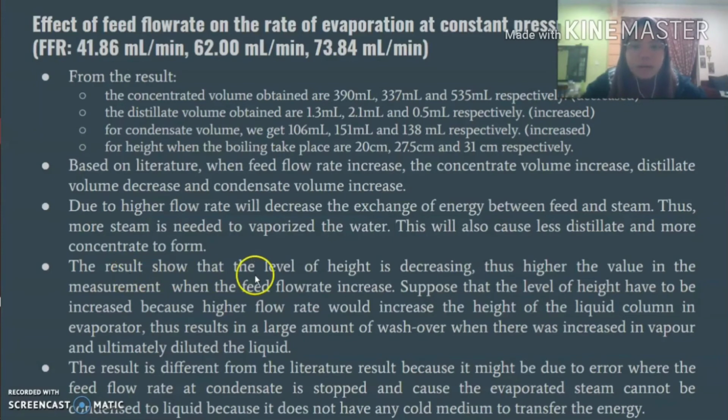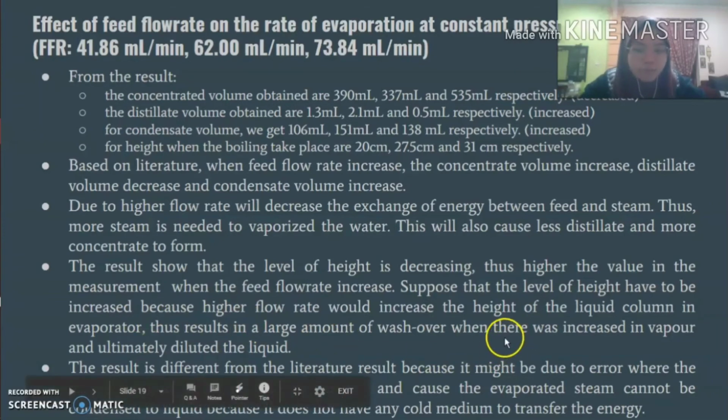And for the height, it is shown that the level of height is decreasing, and as I mentioned before, the zero value starts from the above, so that's why the value in the measurement is higher. The value is higher when the flow rate increases. But supposedly the level of height has to increase, because a higher flow rate will increase the height of the liquid column in the evaporator, and it will result in a large amount of washover when there is an increase in vapor, and ultimately this dilutes the liquid.